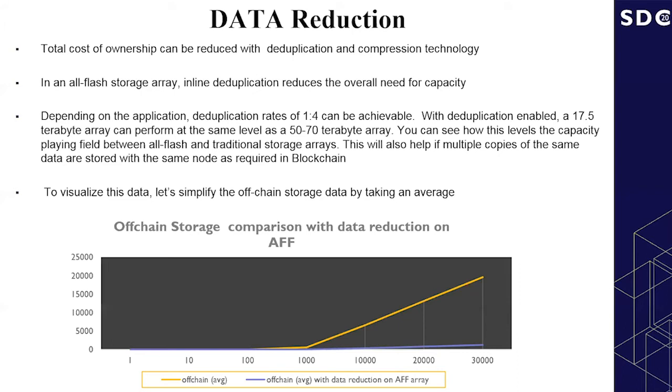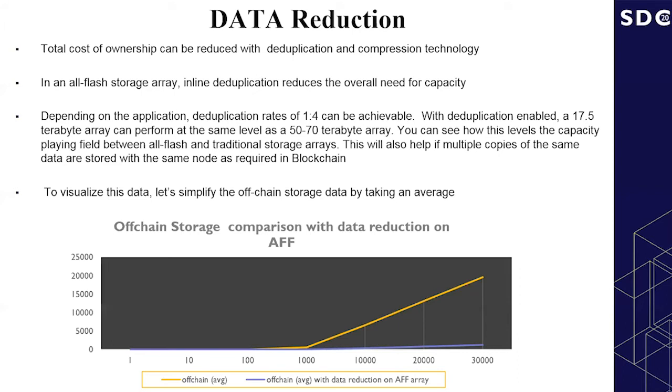In all-flash storage arrays, inline deduplication reduces the overall need for capacity. Depending on the application, a data reduction ratio of 1:4 can be easily achievable. Even with the example we have, which we'll go through in the last slide, we have this particular ratio at about 1:4. So the data reduction ratio is the amount of storage space saved by the combination of both deduplication and compression.